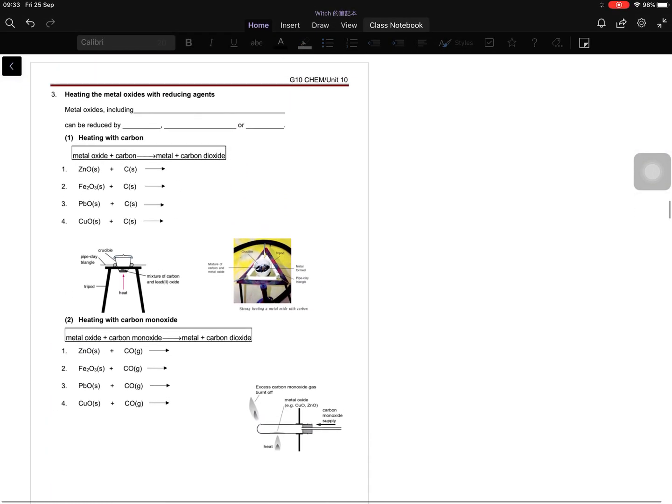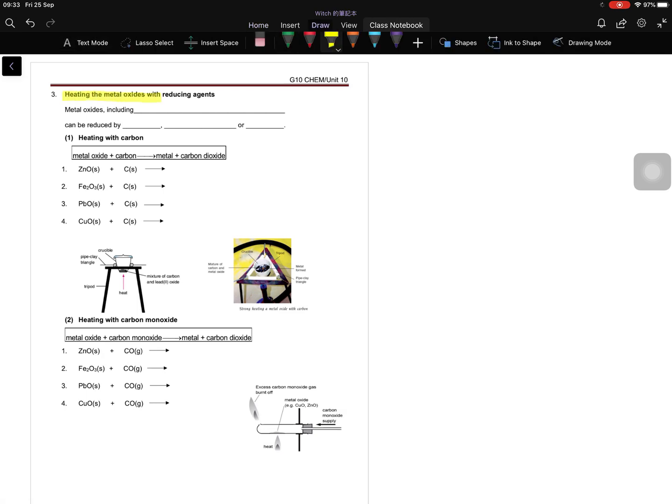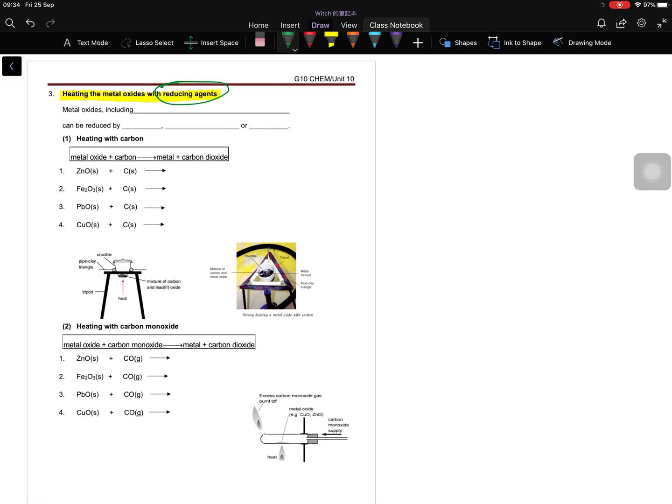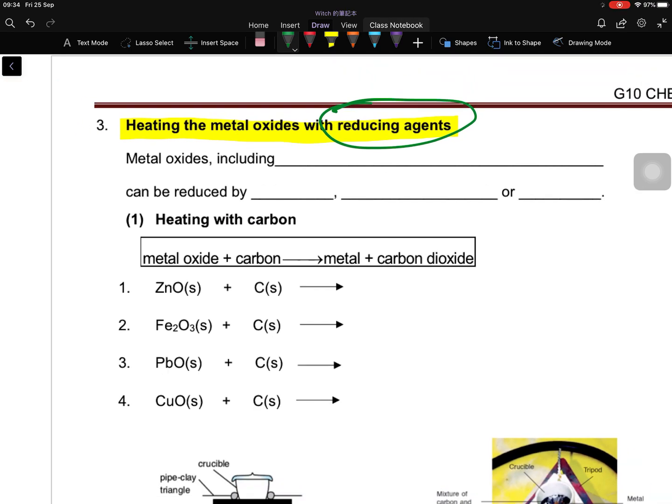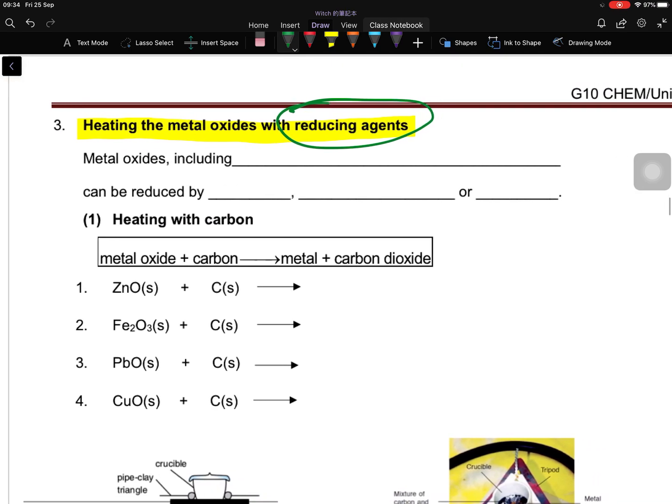Okay, so today we're going to discuss the third method for the extraction of metal. This time we heat the metal oxide, but heat alone is not enough to break the strong bonding. So this time we introduce something called reducing agents. Forget what is meant by reducing agent at this moment. First, we need to focus on what type of metal oxide can be extracted by this method.